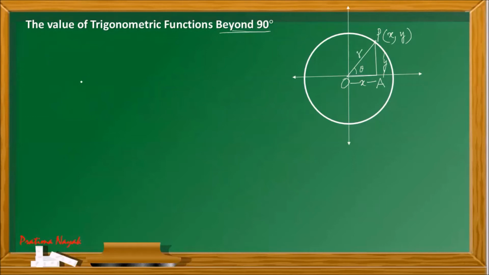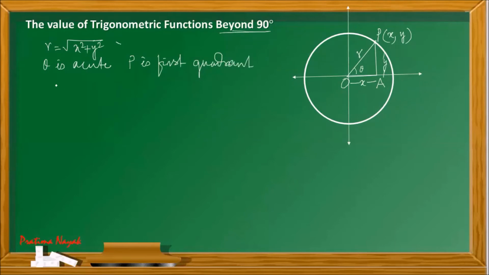So what is the length of R? R is under root x square plus y square. And you know that the range of a square root function is never negative, so R is always positive. Now next, I am writing for when theta is acute. Theta is an acute angle, that means P is in the first quadrant.